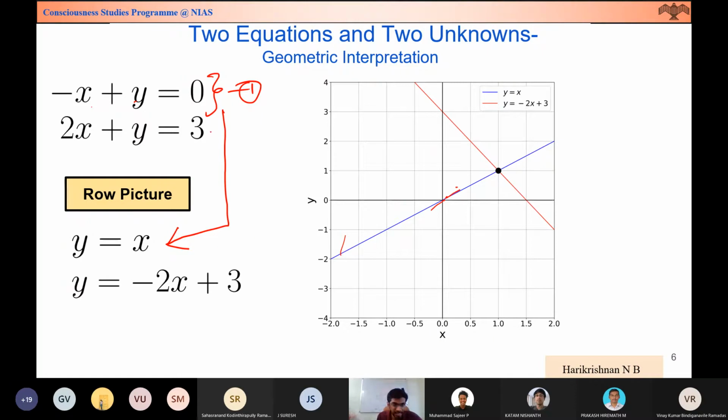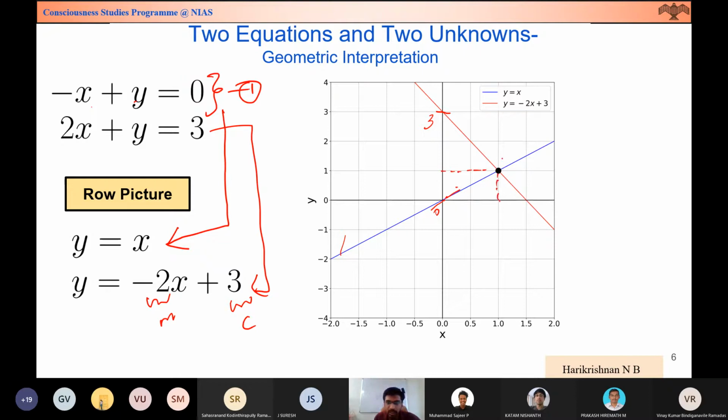Now the second equation I can also rewrite as y equal to minus 2x plus 3. So here the slope is negative and this is the y-intercept. You can see when x is 0, here you have 3. So again, both of these lines intersect at a point, which is nothing but the solution.